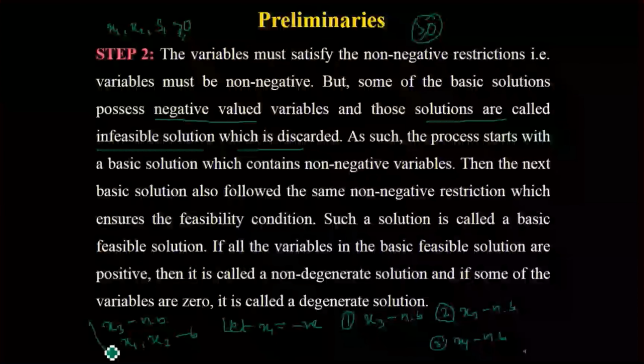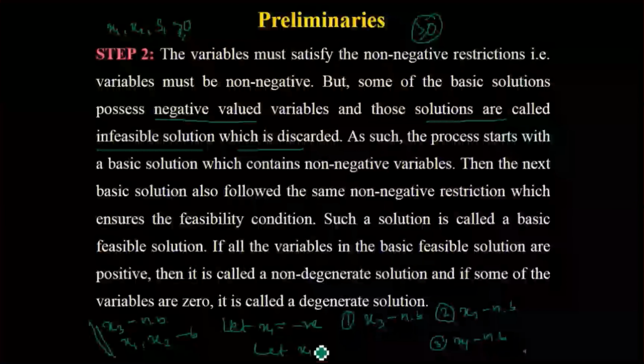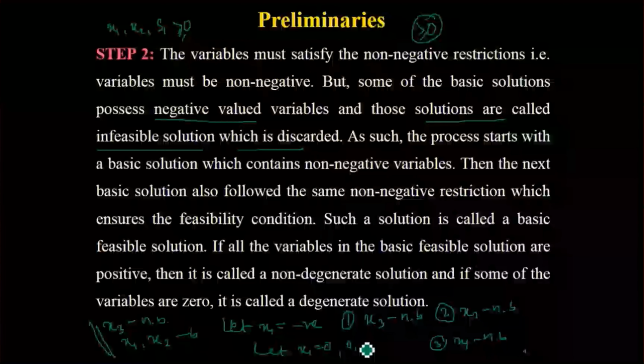But here, one thing is that within the basic solution itself, for some combination, like in this case let x1 equal to 0. What will the solution be then? It is (0, x2, 0). So this solution is nothing but your what?